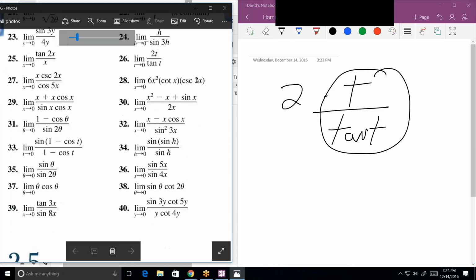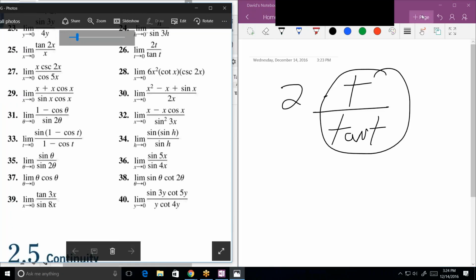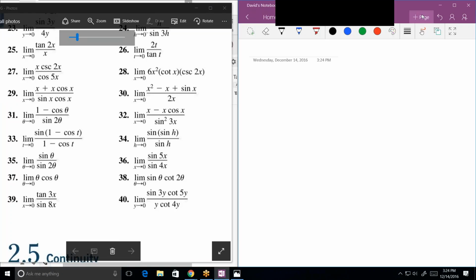All right, now we're getting into different kinds of functions. Well, let's see. We've got an x. Cosecant is 1 over sine. So let's see. x cosecant 2x.